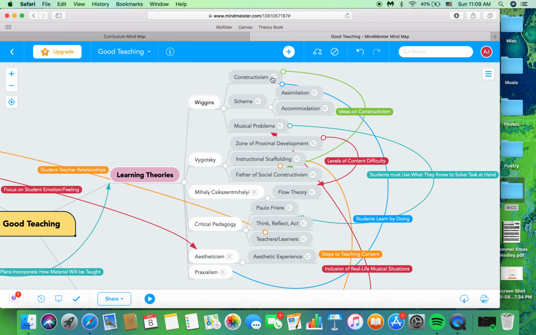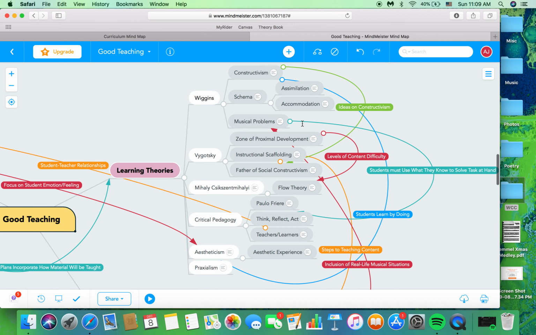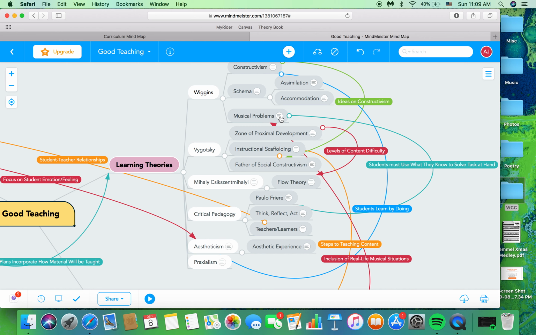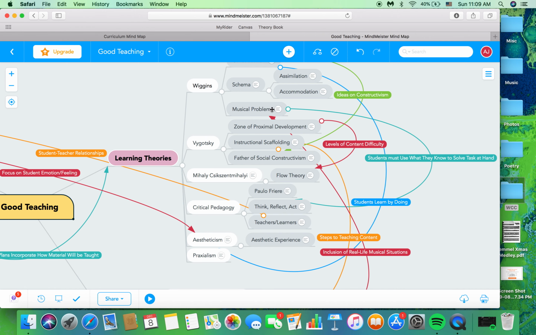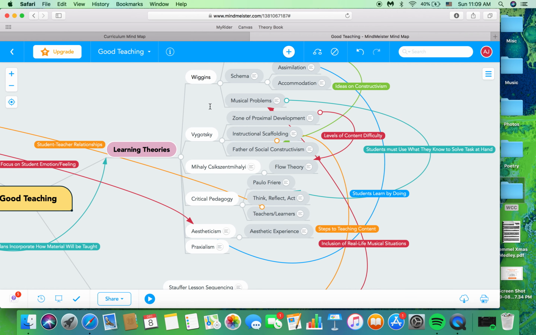So under Wiggins, obviously I have constructivism, which is constructing understanding through experience. And then I also have schema, and under that, I have assimilation and accommodation. So that's basically what students are going to do with the information and how that relates to their schema. I have musical problems because that's something that Wiggins explored that we also explored in class. I thought that would be important to include.